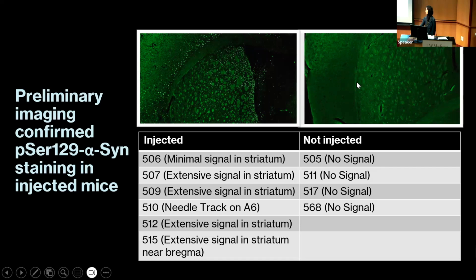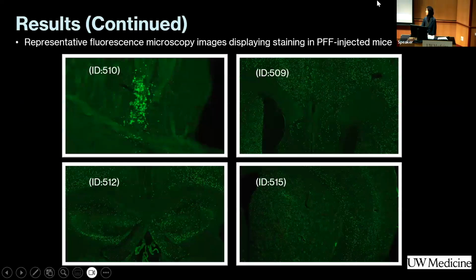There is no signal. Here we can see on 510, which is the striatum, a part of the brain, it shows the injected part. And here on 512 is the hippocampus, where we can also see the green inclusions in the brain. And on 509 and 515, we can see that it has spread throughout the brain.